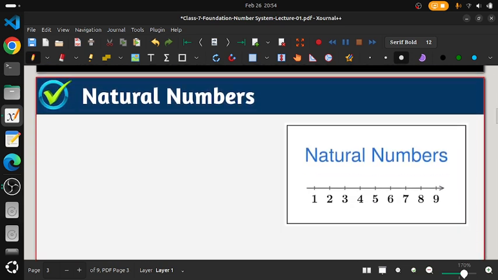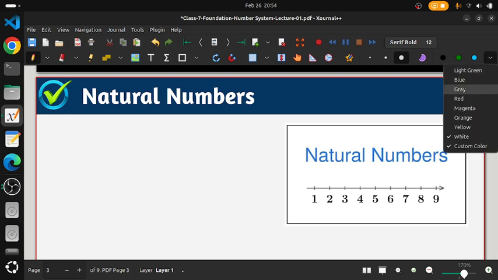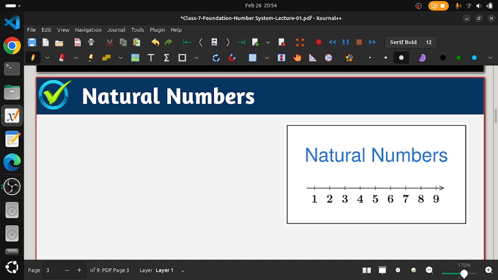Later on we will be talking about natural numbers. The first kind of number we have here is the natural number. I hope you know the meaning of natural numbers. All counting numbers are natural numbers. Counting numbers in the sense that we can count 1, 2, 3, 4, 5, 6, 7, 8. These are all natural numbers.